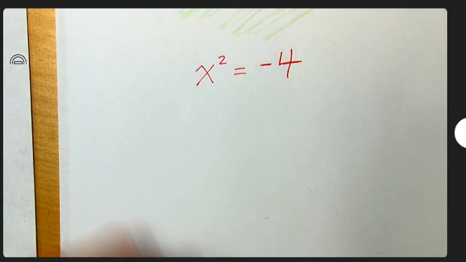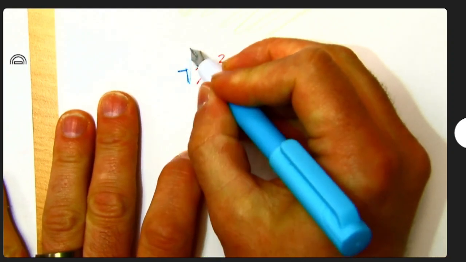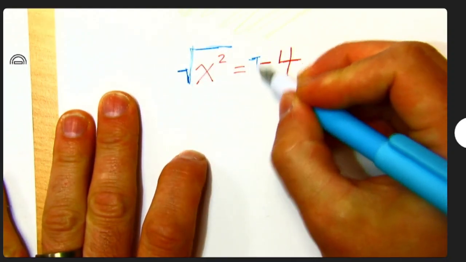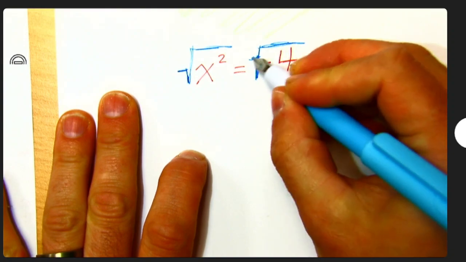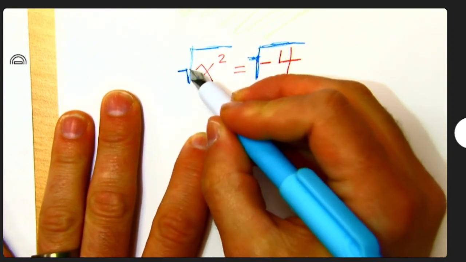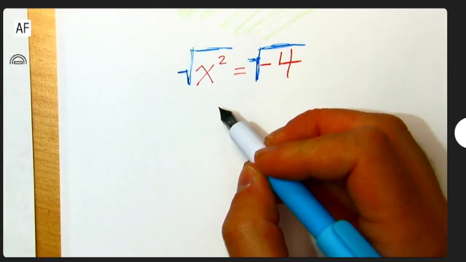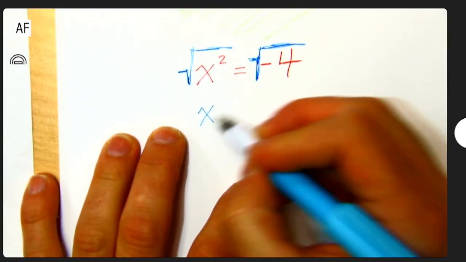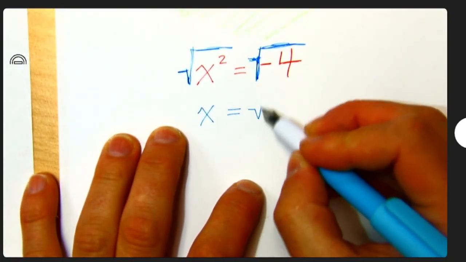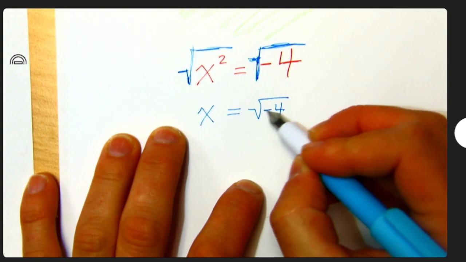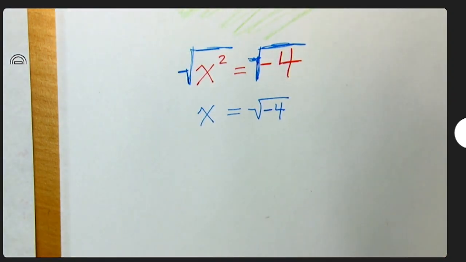Well, let's solve this algebraically. Let's take the square root of both sides. We'll find that number. It's got to be somewhere. The square root of x squared is x. And what is the square root of negative 4? Now you might think, oh, it's negative 2. But wait, what happens when you square negative 2? What is negative 2 times negative 2? A positive. Positive 4. So that's not what we're looking for.